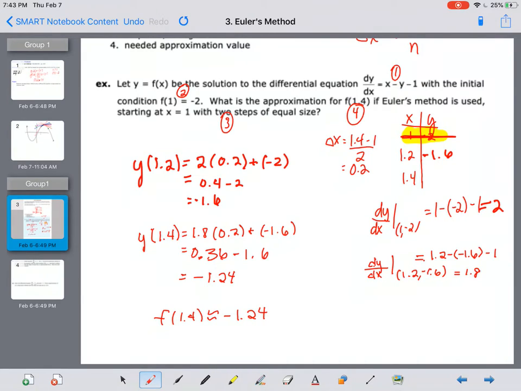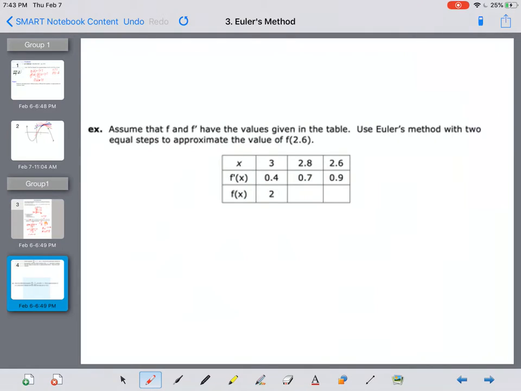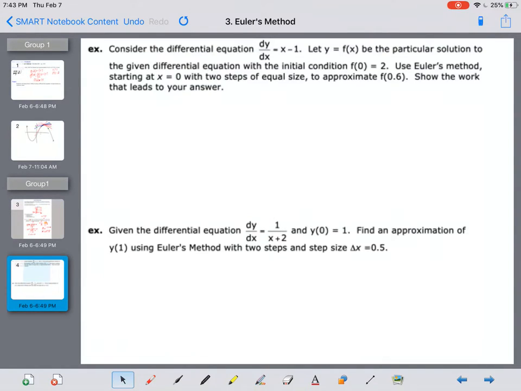So let's do 2 more examples. Okay, let me get to the top here. Well, we can do 3 really quickly. Okay, so it says consider the differential equation. So there's my dy dx. That's my 1. That's the first thing I need. Let y equals f of x. So f of x is our function. Kind of be the particular solution to the given differential equation with the initial condition f of 0 equal to 2.